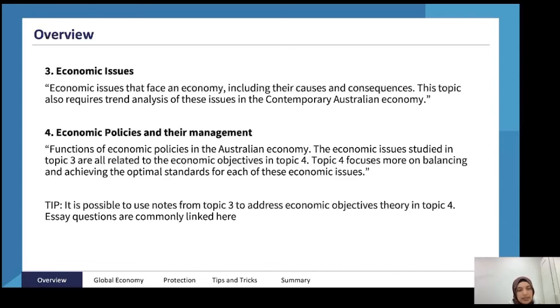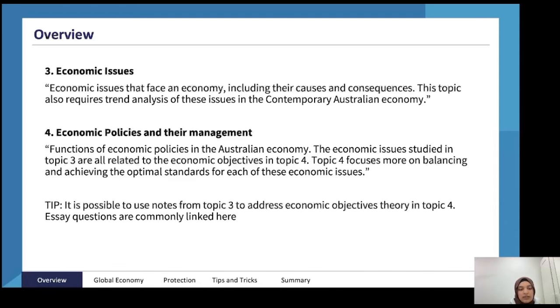Finally, economic policies and their management, so functions of all of economic policies in the Australian economy. So we're looking at economic issues that are studied in topic three, which are all related to the economic objectives that we go through in topic four. Topic four is really binding and putting it all together. Topic four focuses more on balancing and achieving the optimal standards for each of these economic issues.